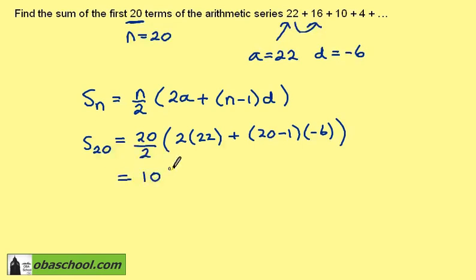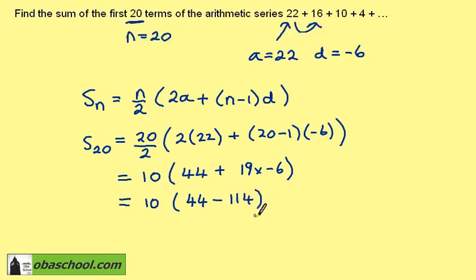20 divided by 2 is 10, and we get 44, and 19 times minus 6, which is 10 times 44 minus 114, which is 10 times minus 70, giving minus 700.